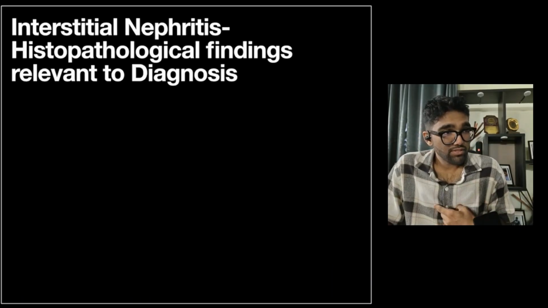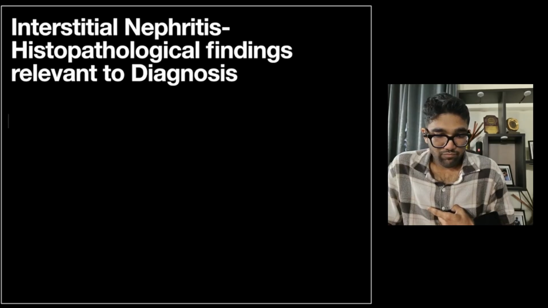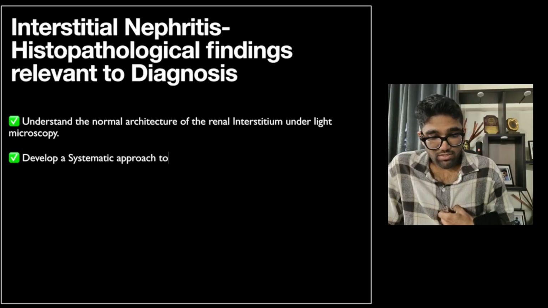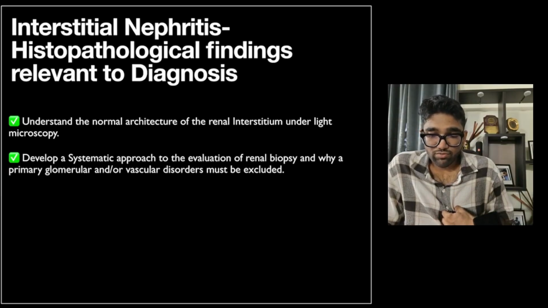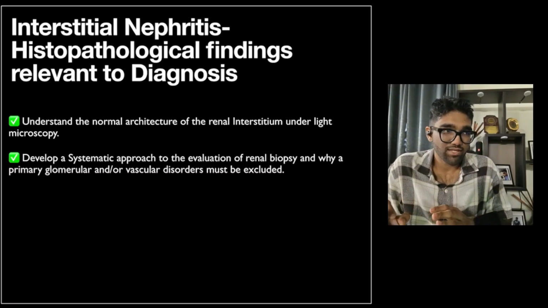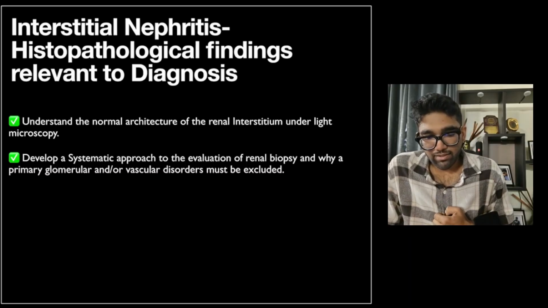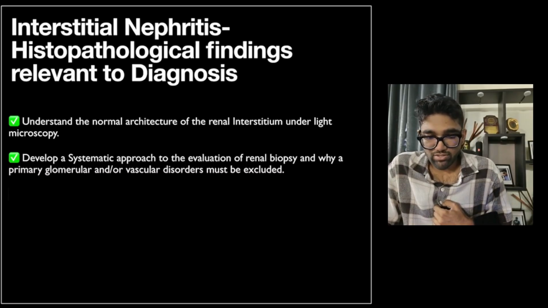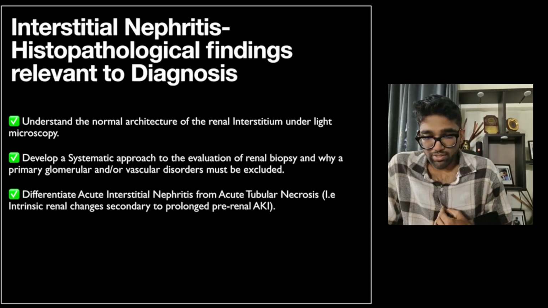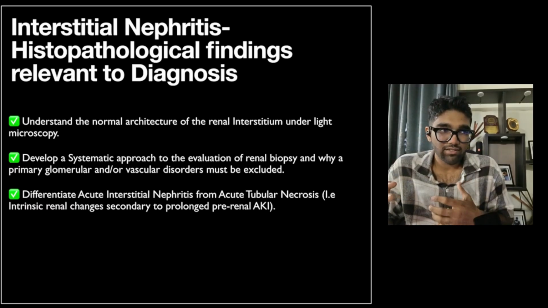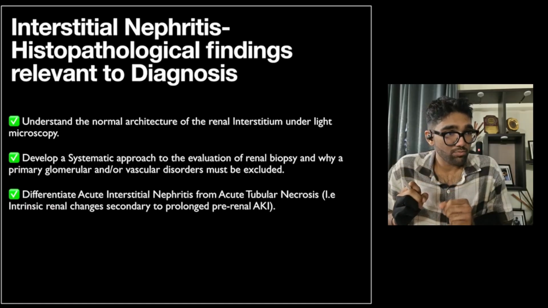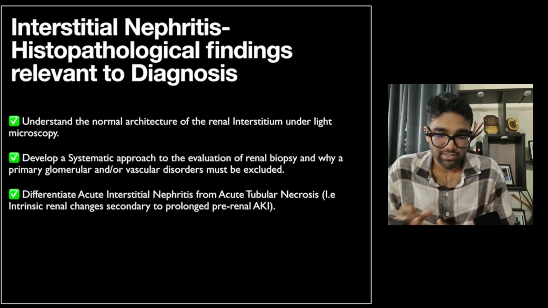Okay, so that brings us to the end of our discussion. We've discussed the normal architecture of the renal interstitium on light microscopy. We've developed a systematic approach to evaluation of the renal biopsy. Again, first look at the glomeruli and the vasculature, then go to the interstitium. And in order to rule out primary glomerular and vascular disorders, we've learned to differentiate between acute interstitial nephritis and acute tubular necrosis, essentially by applying the concept that interstitial nephritis is an outside in process, whereas in acute tubular necrosis both the tubules and the interstitium are being affected simultaneously.